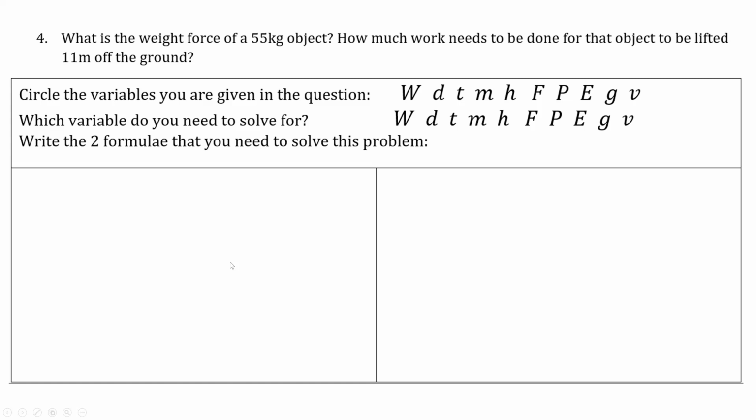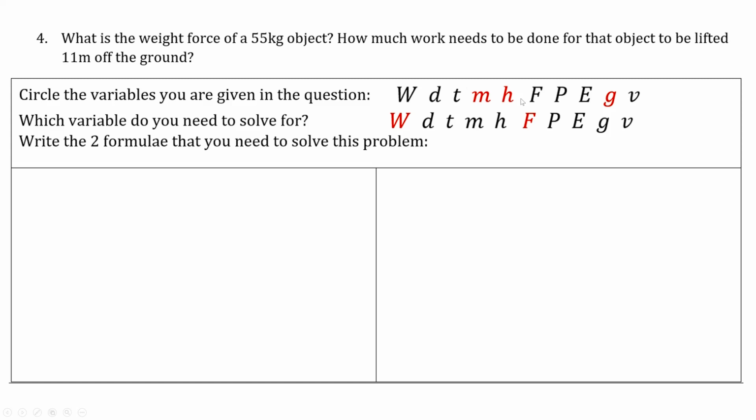Question 4. What is the weight force of a 55 kilogram object? And second part, how much work needs to be done for that object to be lifted 11 meters off the ground? So there are two questions here. So all of the variables that we have up here, and these are the two things we need to find out. We need to find out the force first.